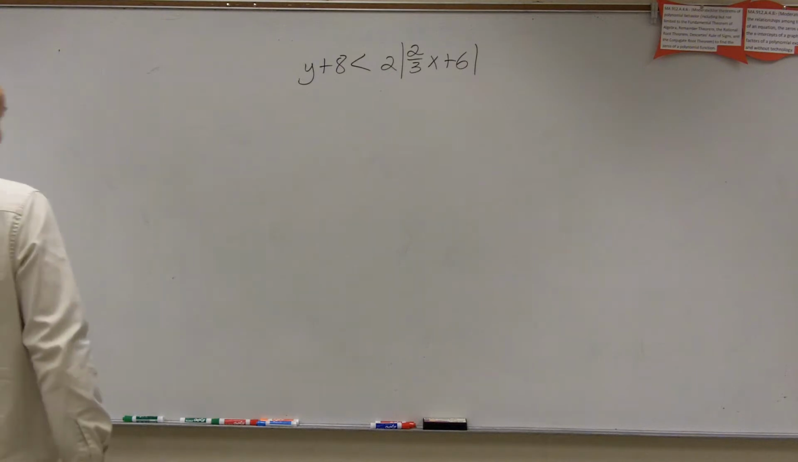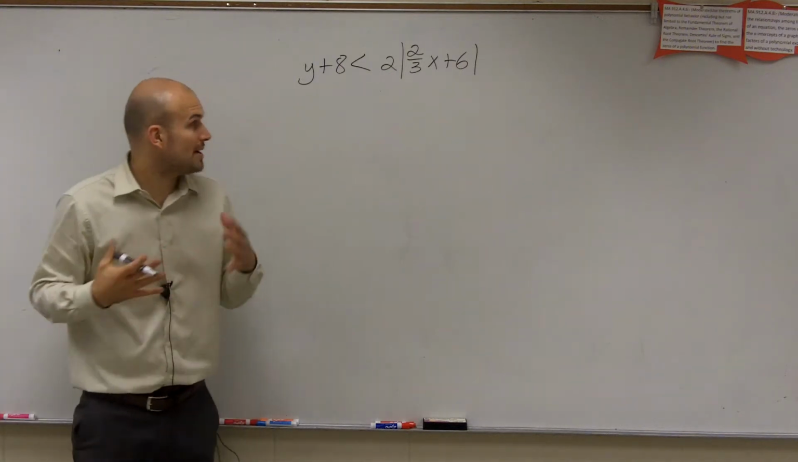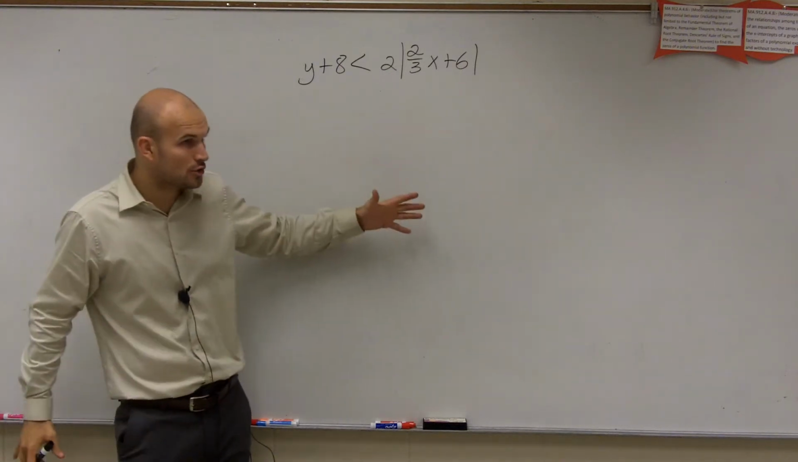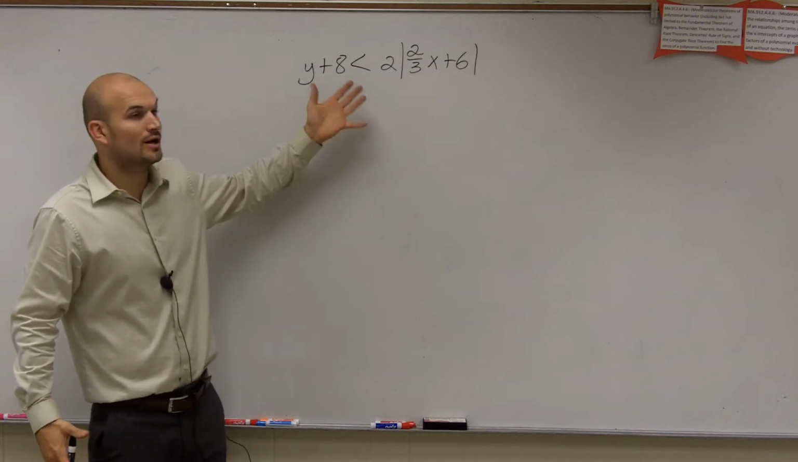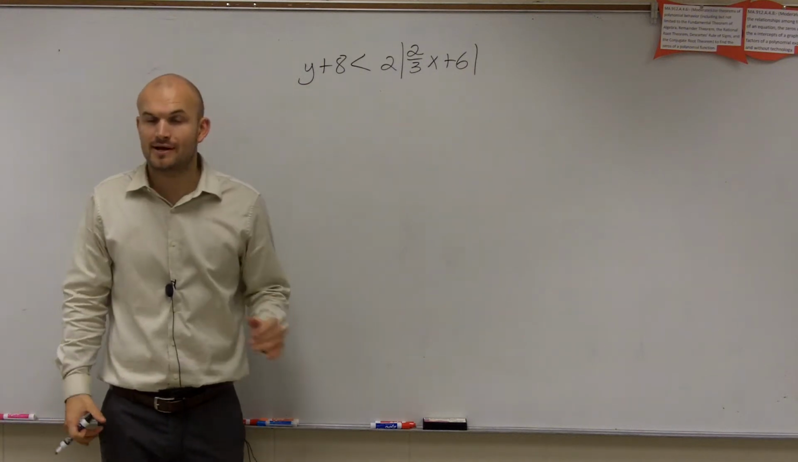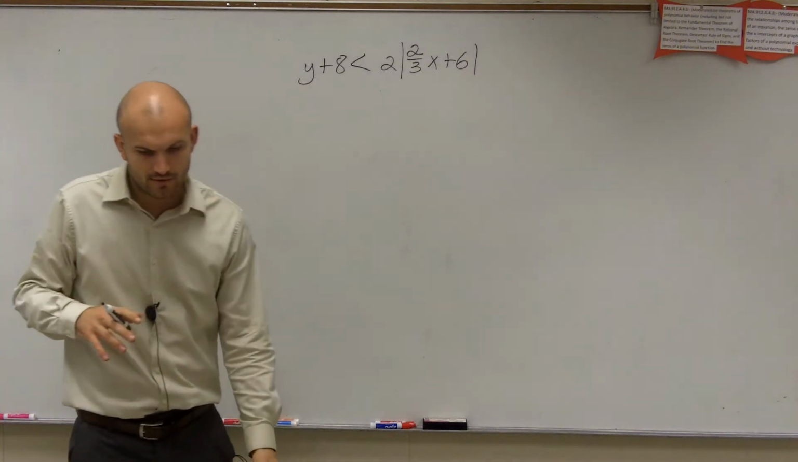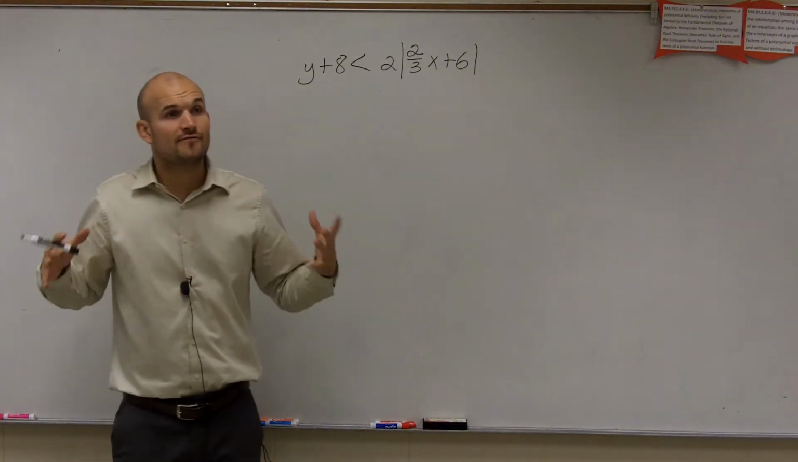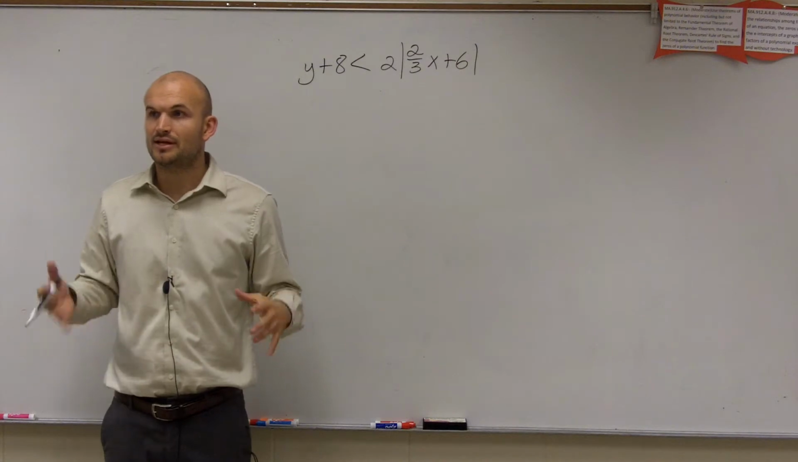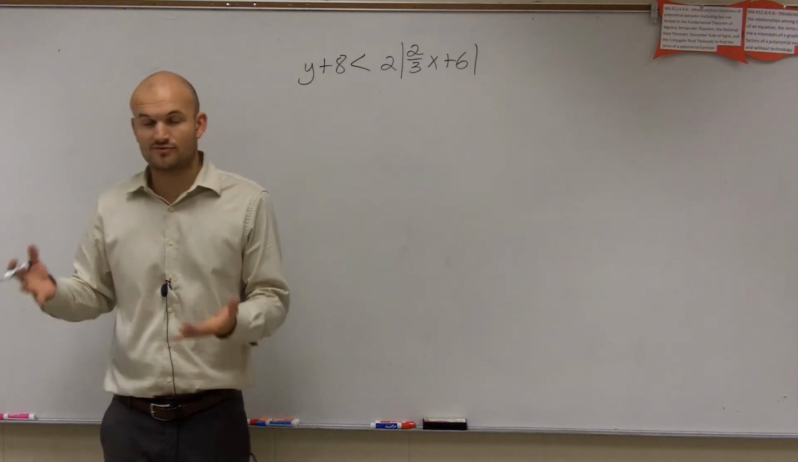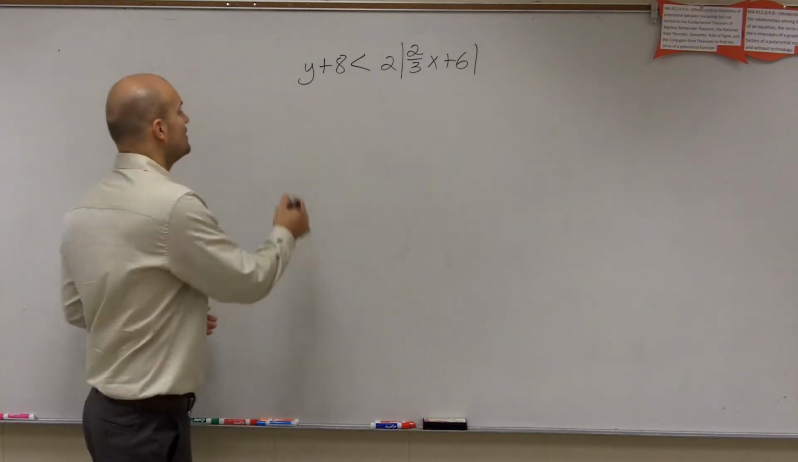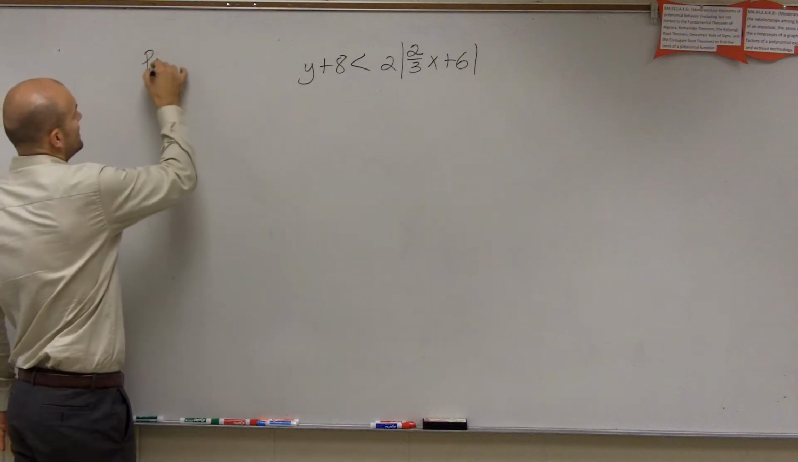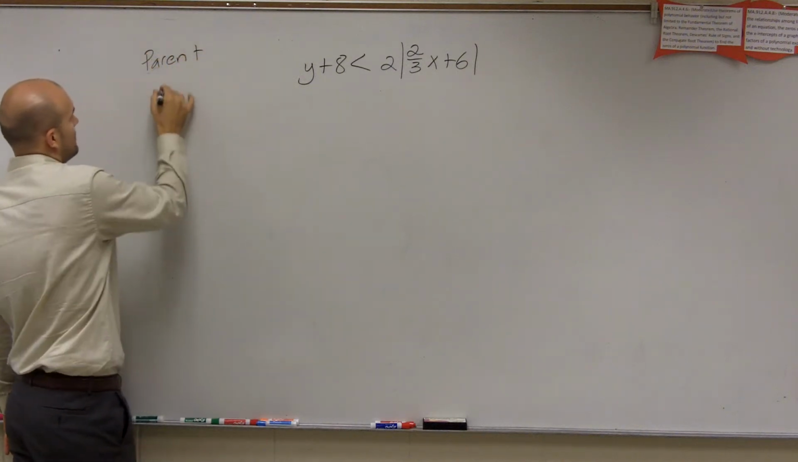All right. So here what I have is y plus 8 is less than 2 times the absolute value of 2/3 x plus 6. All right? So ladies and gentlemen, the trick that I want to look at: when you solve an absolute value equation, the first thing we need to understand is what an absolute value equation looks like. So if we're going to graph it, we have to know what it looks like. So I always want to make sure that we understand the parent graph.